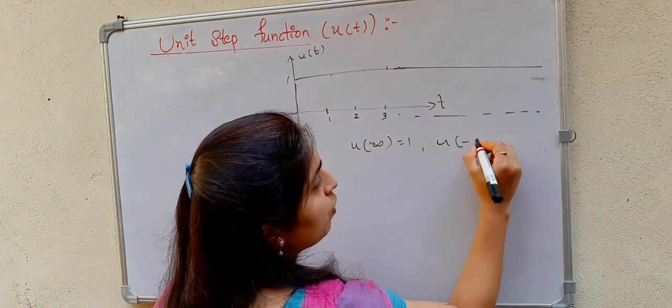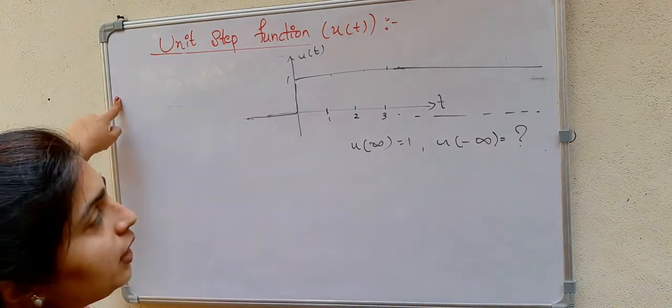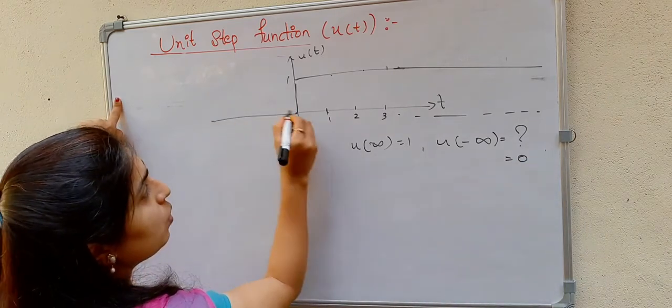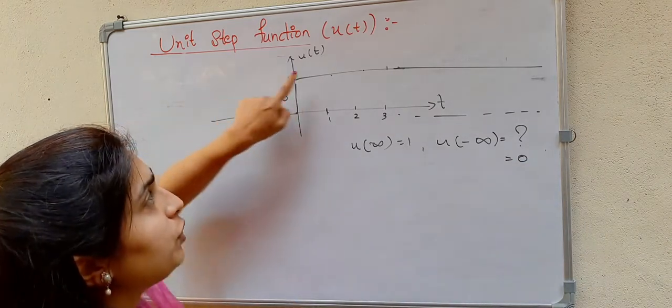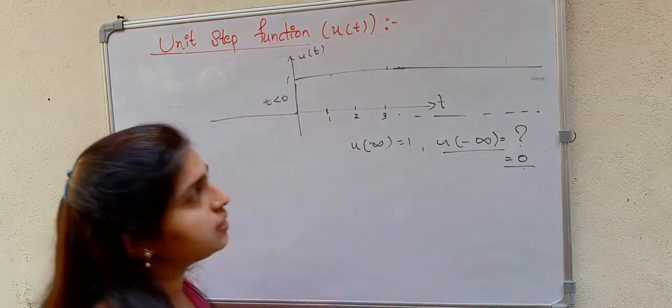What about your u of minus infinity? u of minus infinity will be equal to 0, because for t less than 0, u of t will be equal to 0. So u of minus infinity is equal to 0.